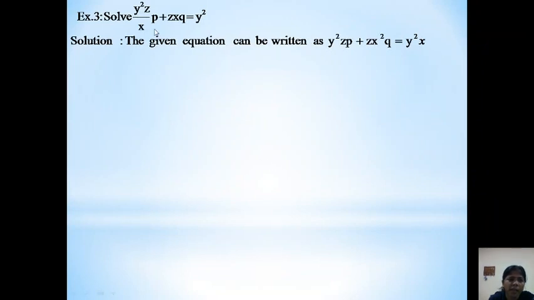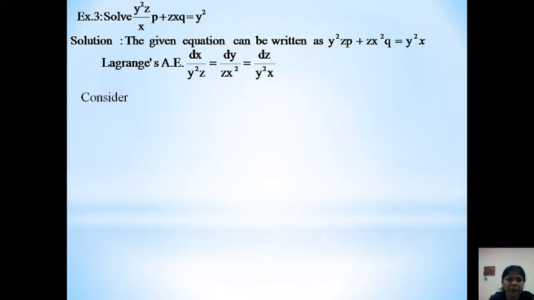Now let us have the next one, that is solve y square z x p plus z square x cube q equal to y square. First we will rewrite it in the standard form. So I'll multiply by x, find out p, q and r, write Lagrange's auxiliary equation. Now let us check the possibility. Can we consider first and second? So answer is yes, we can consider first and second, because even though third variable z is there, it will get cancelled out easily.